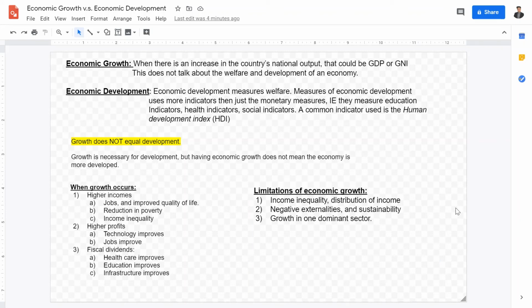Another one is growth in one dominant sector. For example, look at Saudi Arabia. It is very heavily dominated by the oil market, the oil sector. Sure, there's economic growth, but is there economic development in a holistic sense? No. This is the differentiating factor between economic growth and development. The key concept here is that growth does not equal development. However, growth is necessary for development.